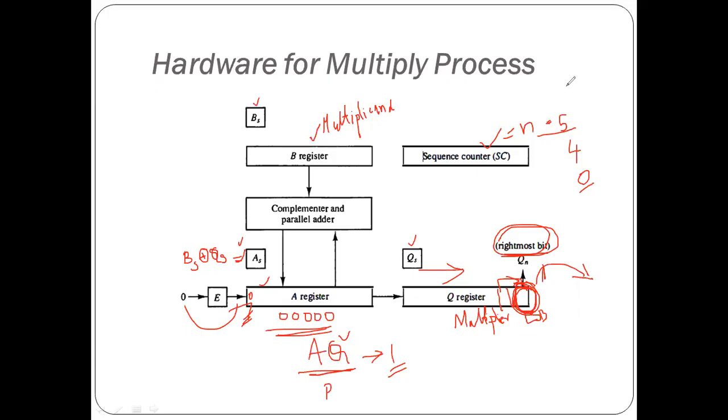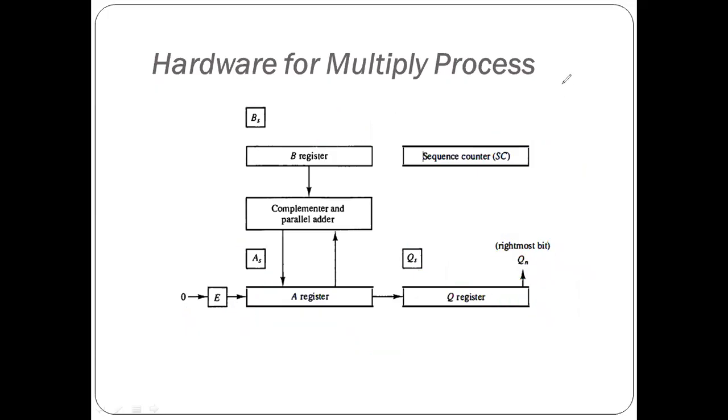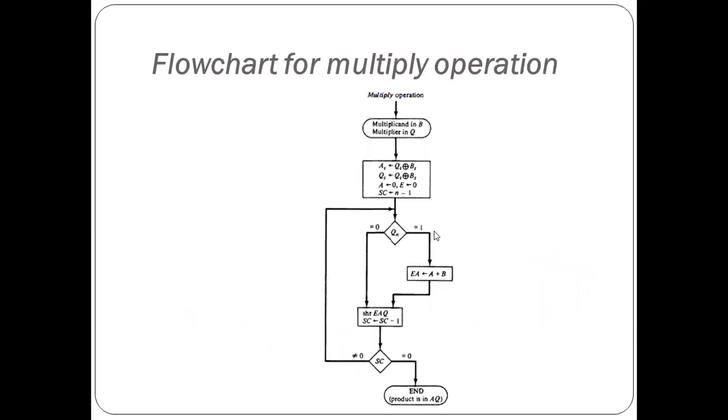Yes, ma'am. Okay, so we'll do this with the help of an example. And this is the flow chart. Multiply operation. Multiplicand in B. Multiplier in Q. A holds the accumulator, which is initially 0. Please be clear. Multiplicand is in B. Multiplier is in Q.